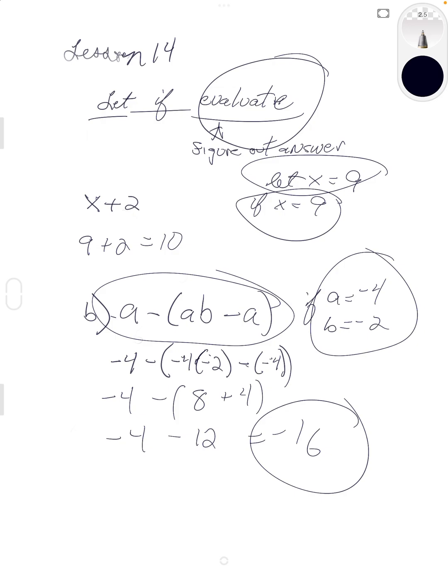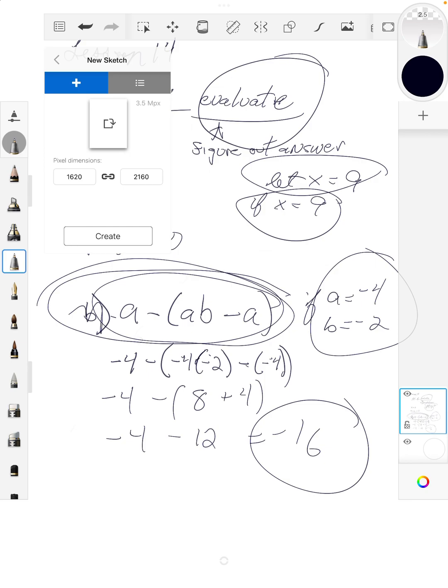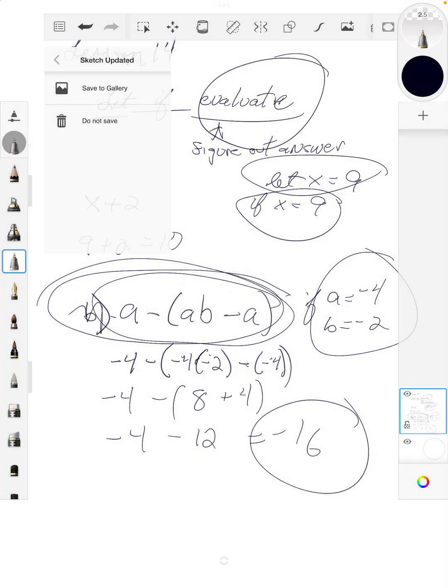That's the whole point of algebra, is that you create what's called a formula, and then you figure out, depending on what you're putting in, what the answer would be. That's how one evaluates. Okay, so let's do one more of this just to be clear. And this is letter D on the practice problem.